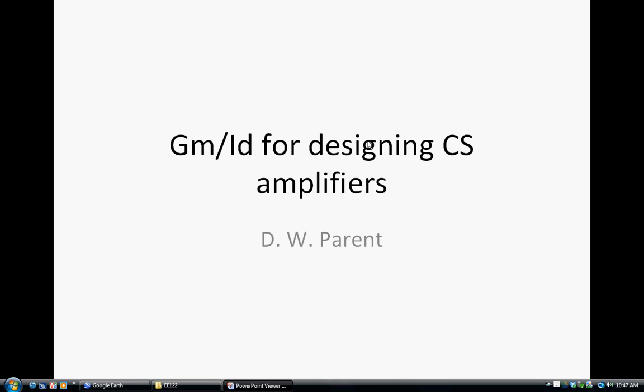Today I'm going to talk to you about the GM over ID technique for designing common source amplifiers. Now, this technique might seem new or completely different from what you're used to, which is normally designing in strong inversion, which means your gate to source voltage is greater than the threshold voltage by 0.3, which is a rule of thumb. However, in modern design, one can't always guarantee that level of VGS as you're shrinking power supplies.